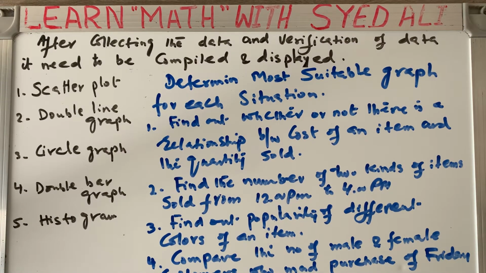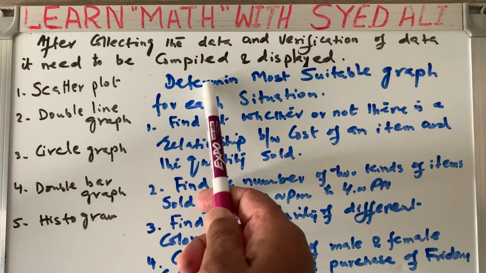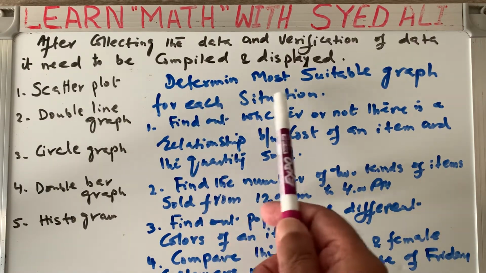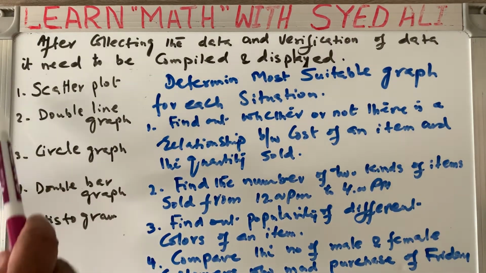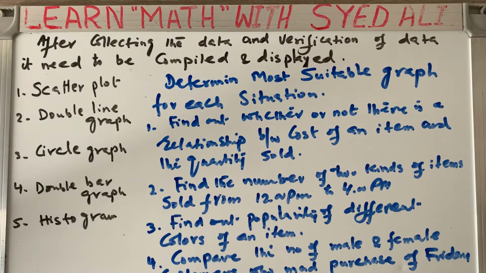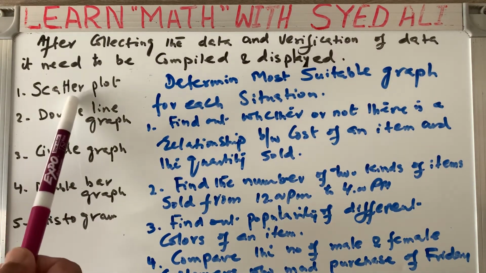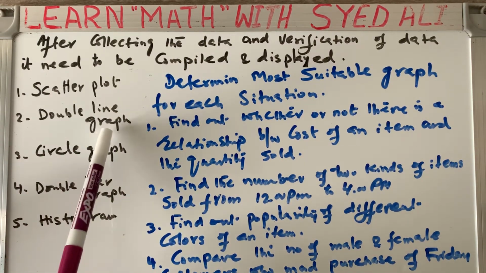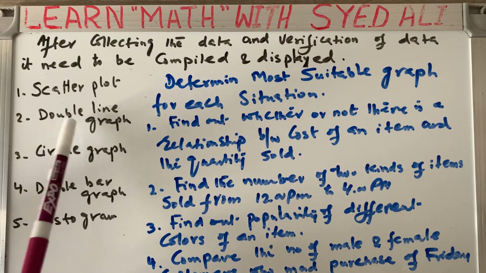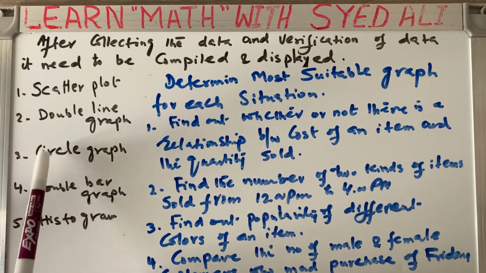So continuing our topic of data management, we will be doing some examples here to determine the most suitable graph for each situation. In grade 8, we have five types of data display. We have the scatter plot. Sometimes we call it a chart or a plot, and chart and graph are used interchangeably, so both are correct. Then the double line graph, circle graph, double bar graph, and histogram.